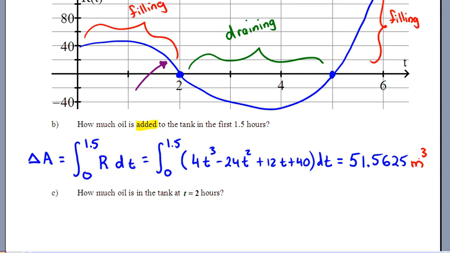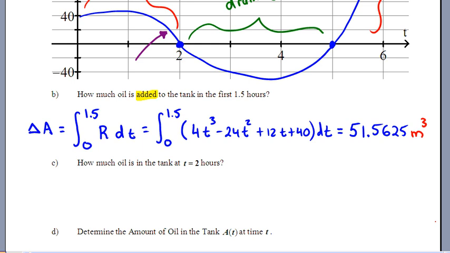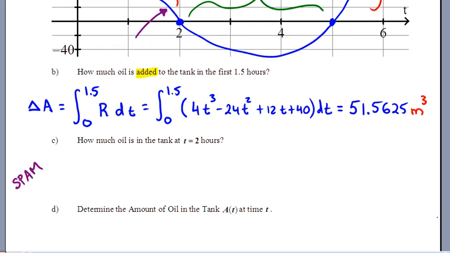All right, part C. How much oil is in the tank at 2 hours? Okay, well, similar question, but now we're going to have to factor in that there is some oil in there at the beginning. So this one is a SPAM. We're going to have to do the start plus the accumulation method. If you want to know how much there is in there at time 2, you're going to have to take the amount at time 0 and then add on. So start plus accumulation from 0 to 2.